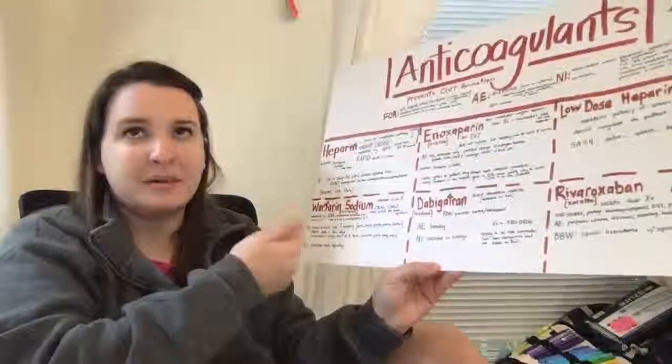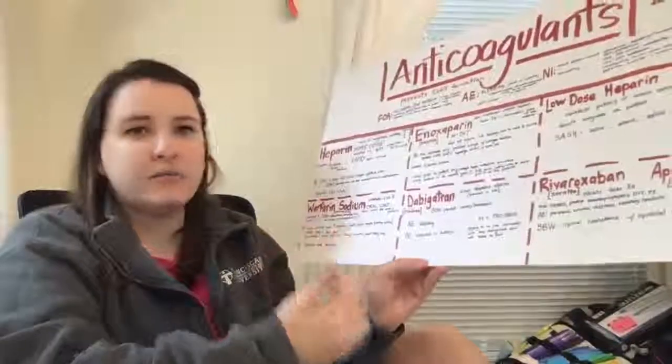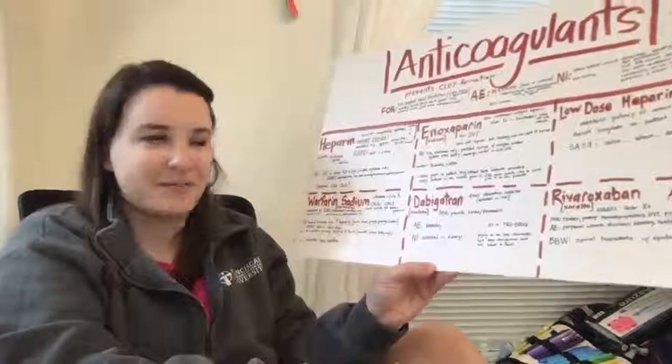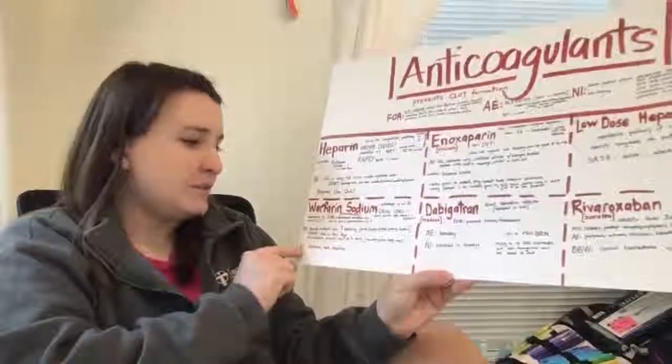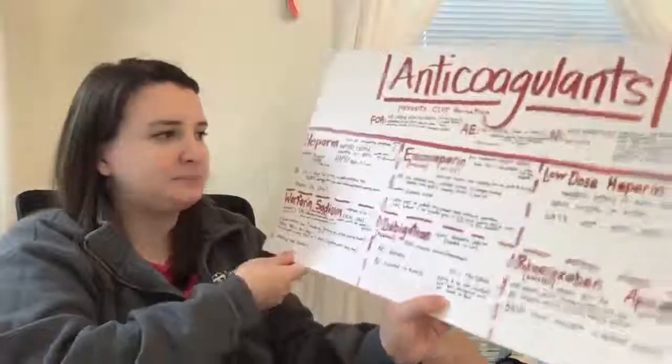eating high vitamin K foods because warfarin does interact with vitamin K. Foods that are high in vitamin K include tomatoes and dark leafy green vegetables. Adverse effects of warfarin include alopecia, which is hair loss, rash, and bleeding.